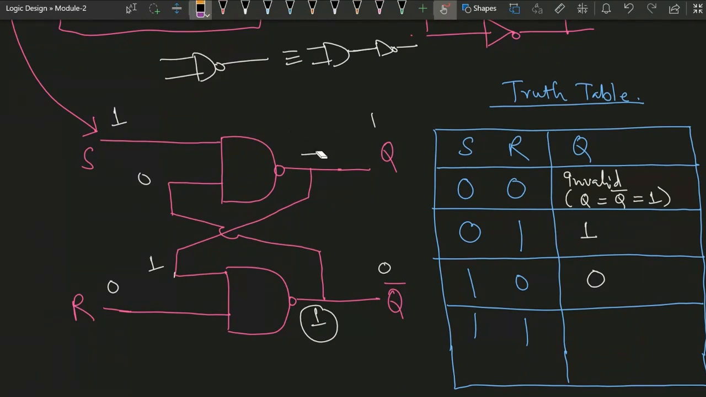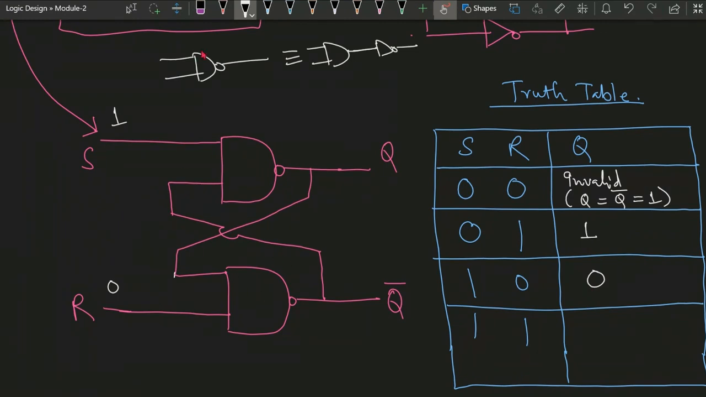Its meaning is that the valid output was 0 itself. So when the Q value is 0 and Q bar is 1, at that time the output was coming out to be valid. So this will be the valid output. In the case of S is 1 and R is 0, the valid output will be 0.